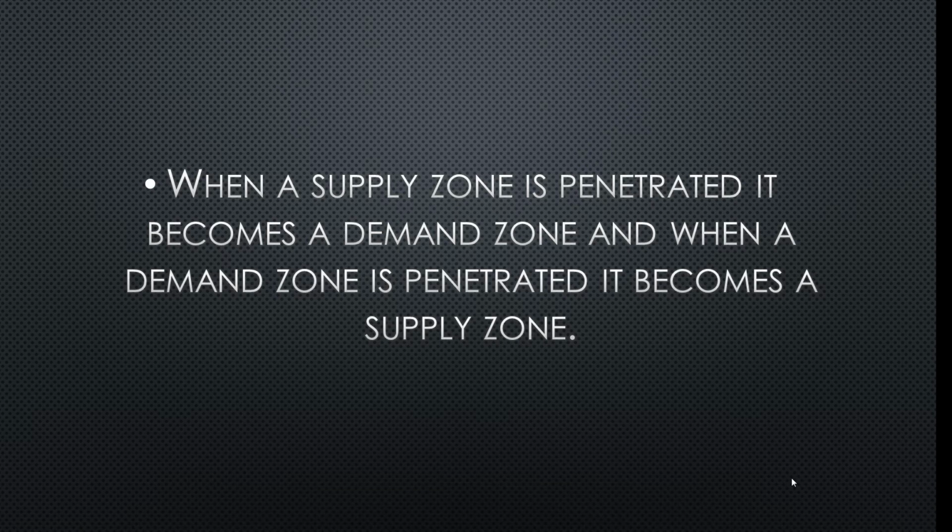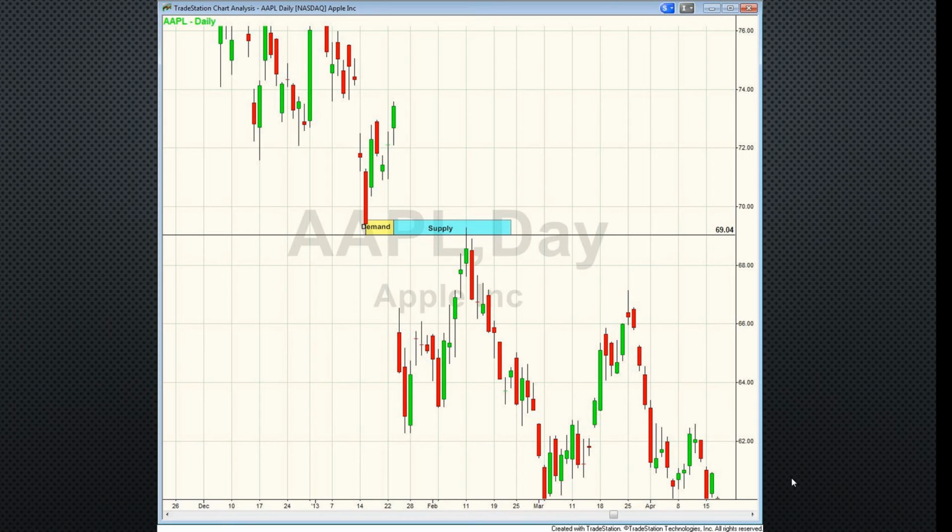As I was saying, when a supply zone is penetrated, it becomes a demand zone, and when a demand zone is penetrated, it becomes a supply zone. Here is an example of price breaking through a demand zone, turning that demand zone into a supply zone. As you can see, when price moved back up to that zone, it retraced, giving us a nice trade.